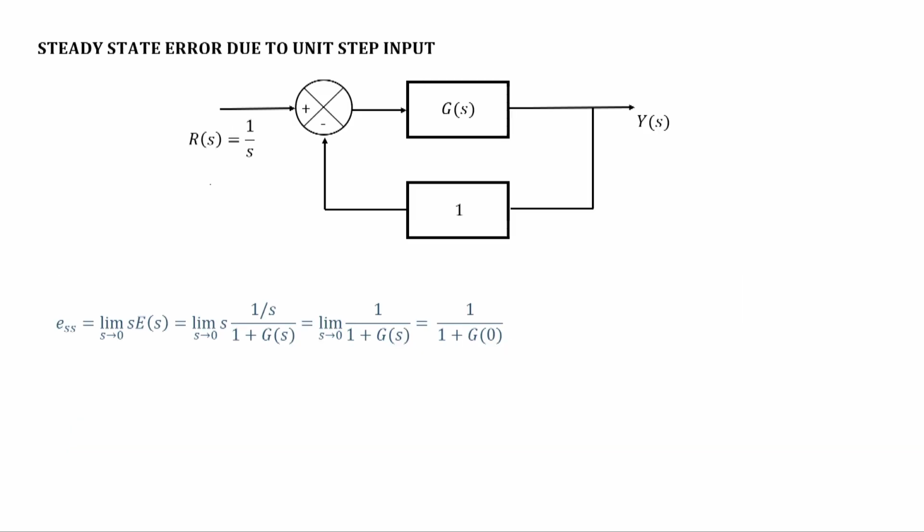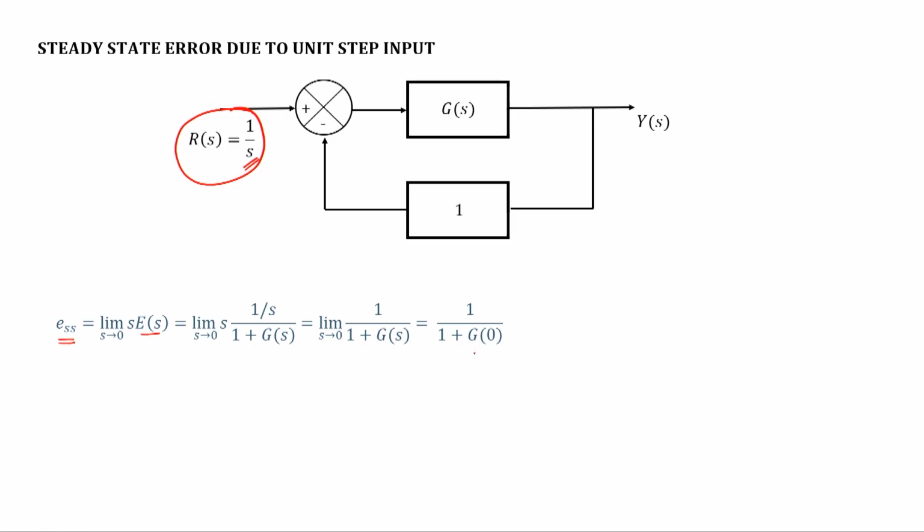Now that we have this formula, let us see what will be the steady state error if R(s) is equal to 1 by s. So if R(s) is equal to 1 by s, this is limit of s tending to 0 s times E(s), and we have already found E(s) as R(s) by 1 plus G(s). R(s) in this case is 1 by s. So we substitute 1 by s in place of R(s), and if you go ahead and complete this calculation, you are left with 1 by 1 plus G(0). So e_ss, when you give a unit step input to the system, is 1 by 1 plus G(0).